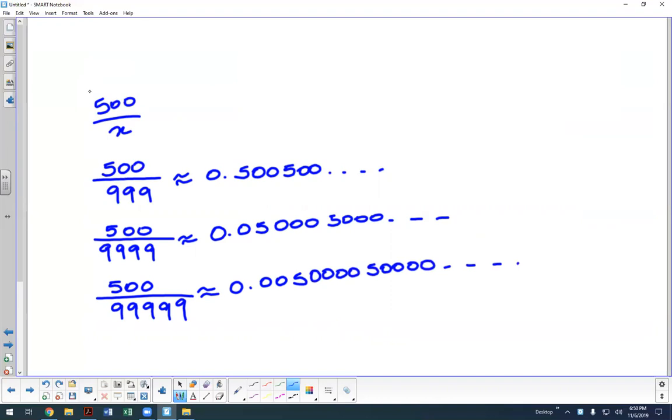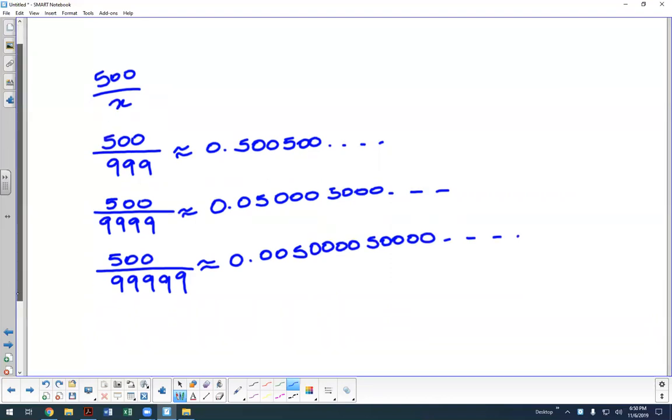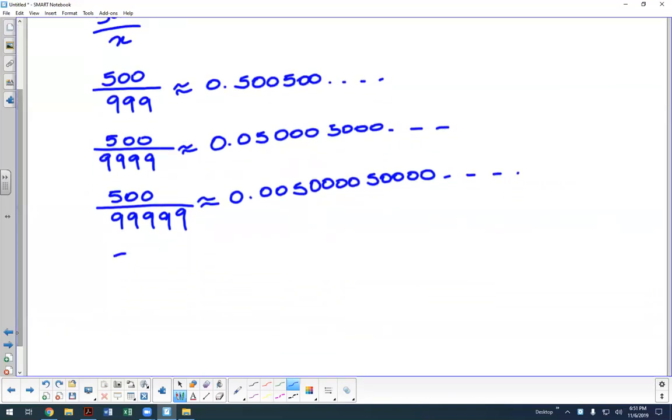Okay. Now we're going to try and see if we can break your calculator. Put in as many 9s as you can. I don't know, mine only goes to 10. A whole bunch of zeros in front of it, and then 5. Mine puts 8 zeros in front of it, and then 5.